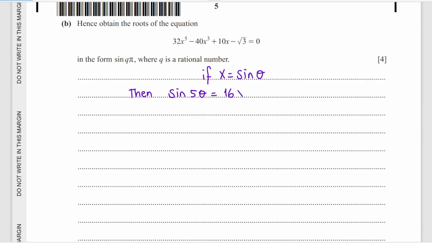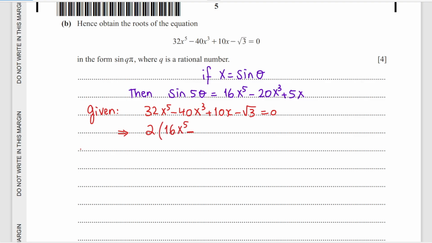So I get sine 5 theta equals 16x^5 minus 20x^3 plus 5x. But given this polynomial equation in part B, 32x^5 minus 40x^3 plus 10x minus radical 3 equals 0, factor 2 out. So the expression inside the bracket matches the identity for sine 5 theta from part A. Here I reduce the equation to a simple sine equation.